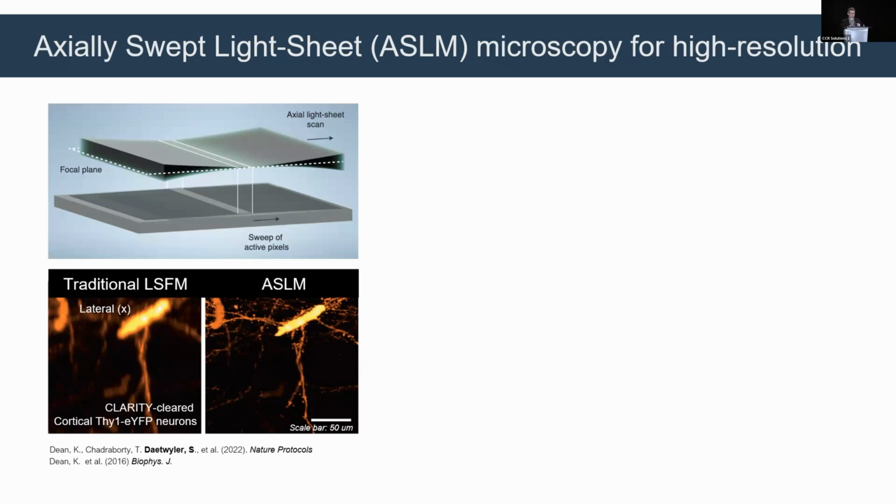But Kevin Dean and Reto Fiolka came up with the idea: what happens if we generate a very thin light sheet, but then move it back and forth and synchronize the readout on the camera chip with where only the very thin light sheet is. And this basically generates a huge improvement if we now look at the axial side from traditional SPIM to ASLM.